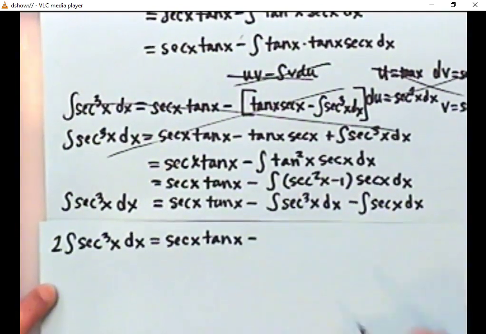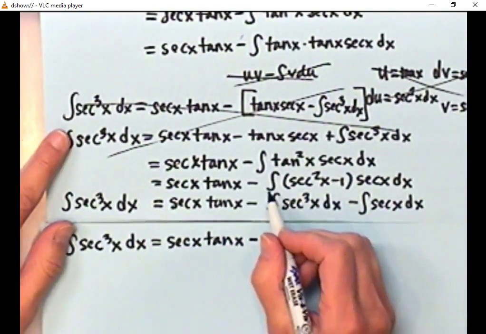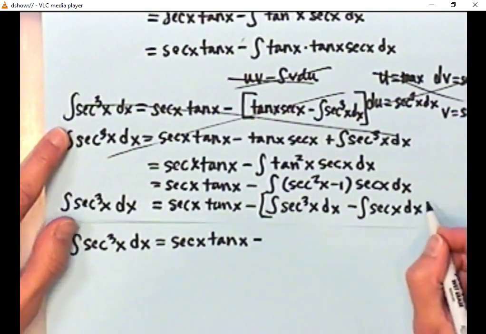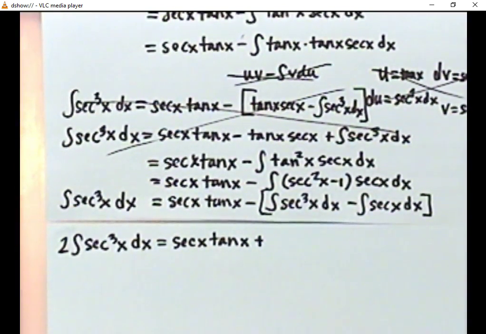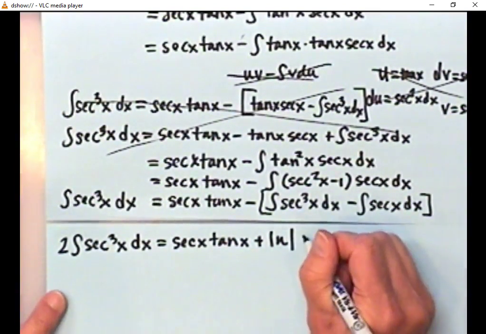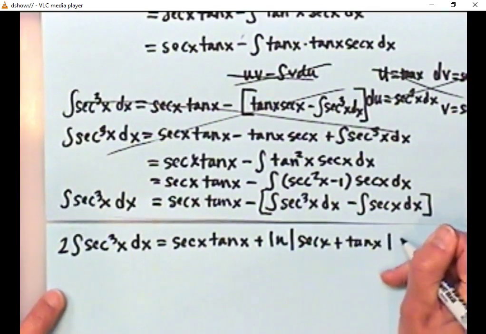Who has the formula for the integral of the secant? And in fact, actually, that should be a plus, shouldn't it? Did I forget there? This minus is the whole thing, so that will be a plus. Natural log of the secant plus tangent, is that right? Okay. Secant x plus the tangent of x.